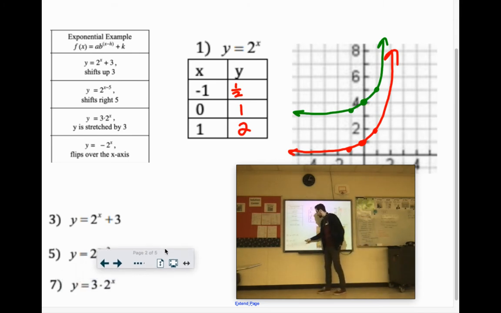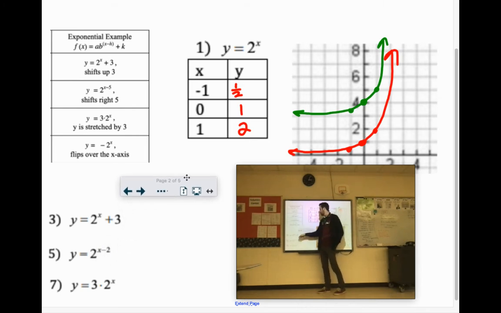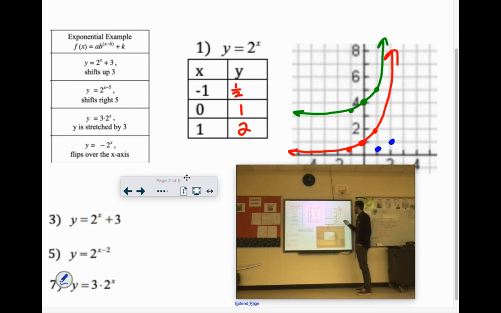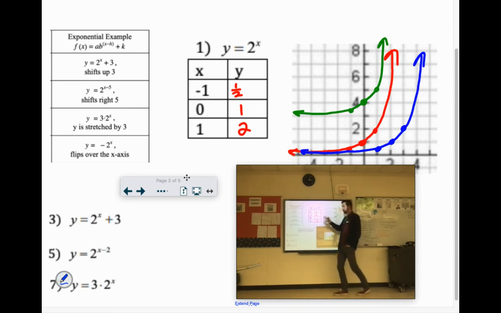If you look at our second equation here, y equals 2 to the x minus 2. It's grouped in with the x on the exponent, so that would be a right or left shift. If it's minus 2, we're actually going to shift it to the right 2 places. So looking at our original red line, we're going to take all those points and just shift them to the right 2. And the asymptote didn't change at all because there was no vertical shift.